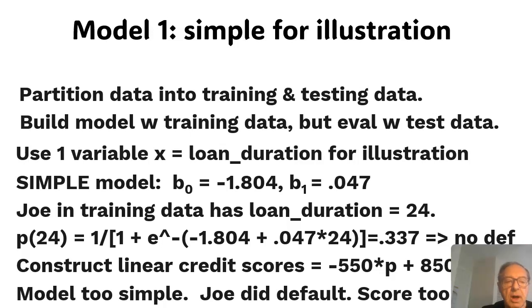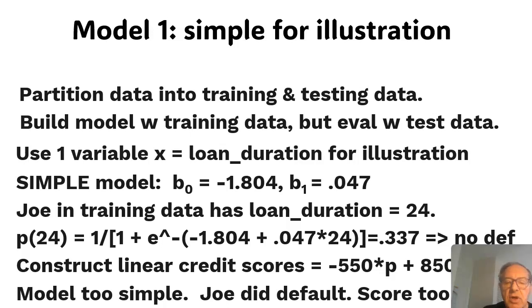Remember Joe? Joe is in the training data. His loan duration was 24. So plugging that in with the equation I developed from the logistic regression gives me a probability of defaulting of 0.337, which is fairly low, which suggests he will not default.